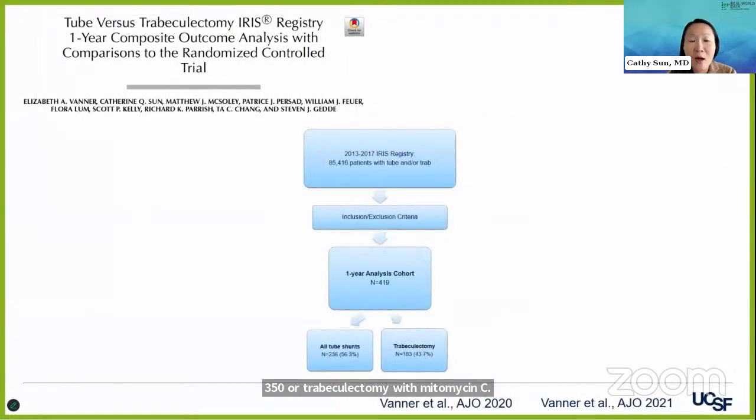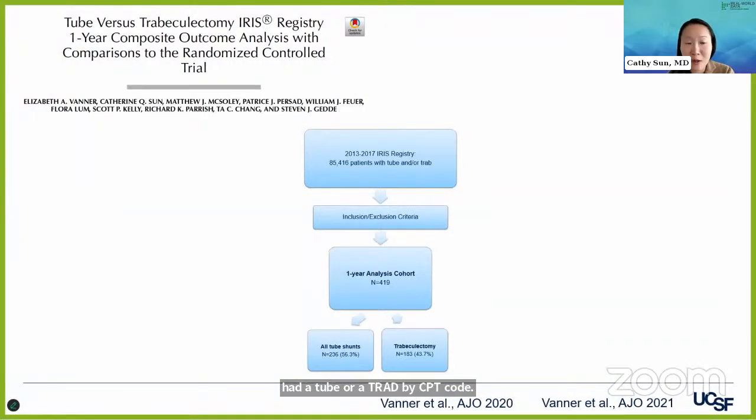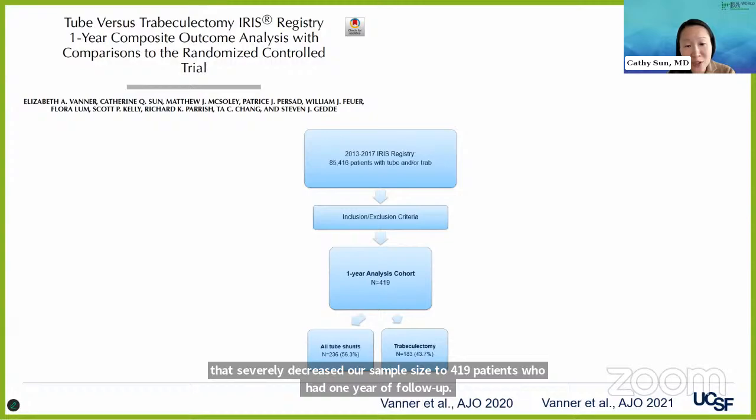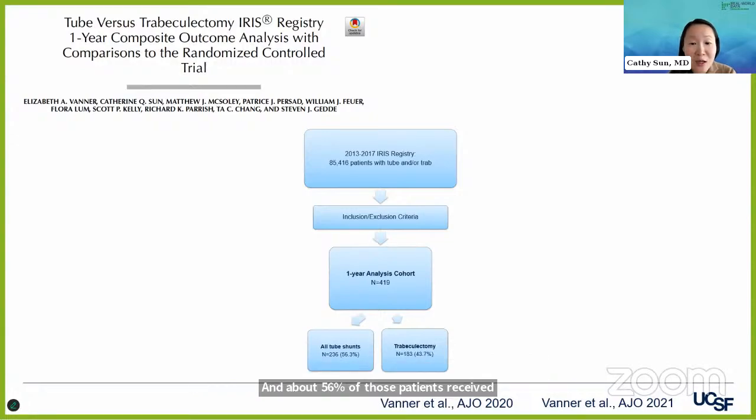And in the IRIS registry study, we used data from 2013 to 2017, and that identified about 85,000 patients who had a tube or a TRAB by CPT code. And we applied inclusion-exclusion criteria to get us as close to the initial RCT. And that severely decreased our sample size to 419 patients who had 1 year of follow-up. And about 56% of those patients received any type of tube shunt, and 44% received a trabeculectomy.